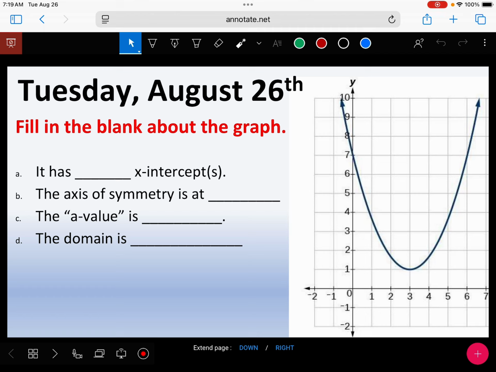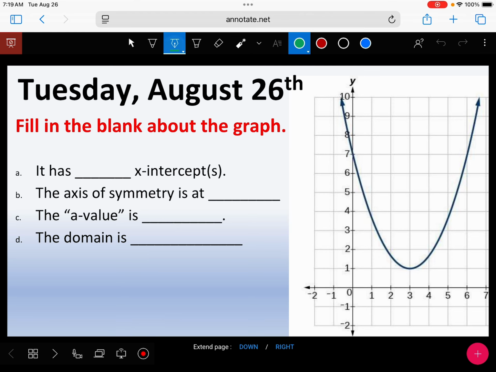All right, how many times does it cross it? None. So you would say it has no x-intercepts. The axis of symmetry, when you write that equation, make sure you start it off with x equals, and it's whatever this number is right here. So what's that number? It goes down the middle. So the vertical line that goes down the middle is at x equals what?